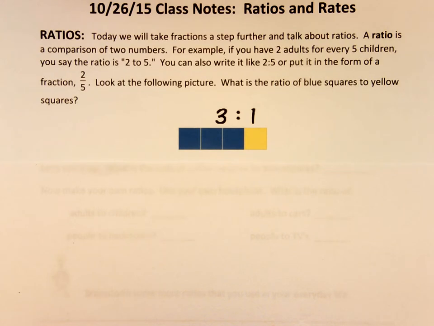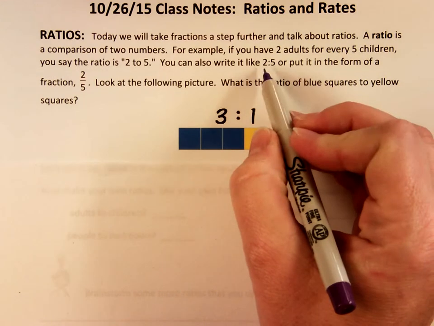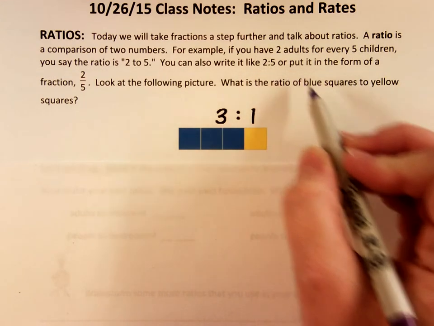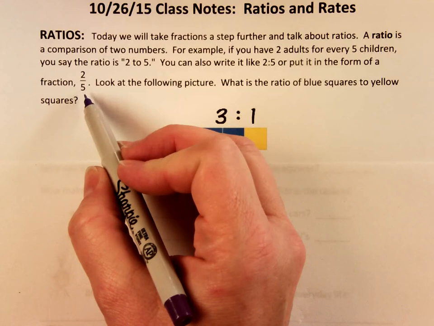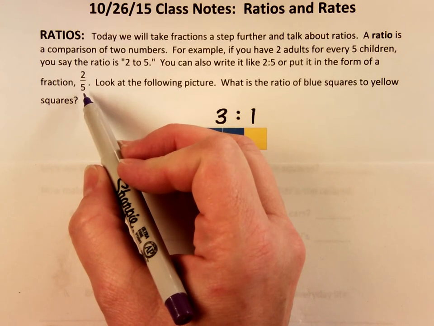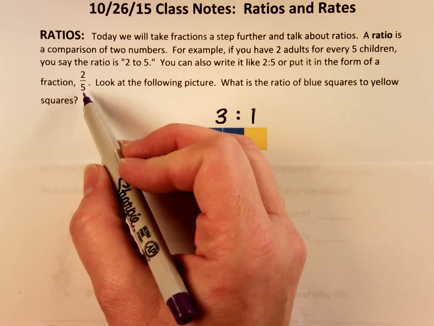So today we will take fractions a step further and talk about ratios. A ratio is a comparison of two numbers. For example, if you have 2 adults for every 5 children, you say the ratio is 2 to 5. You can also write it like this, 2 to 5, or put it in the form of a fraction, 2 over 5. You say them all the same though, 2 to 5.